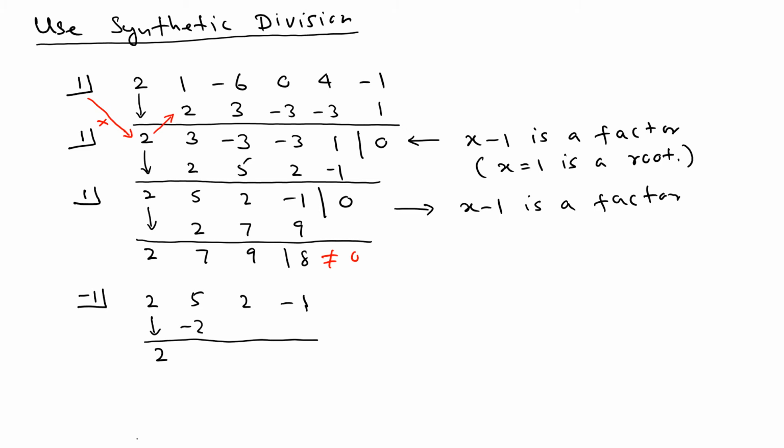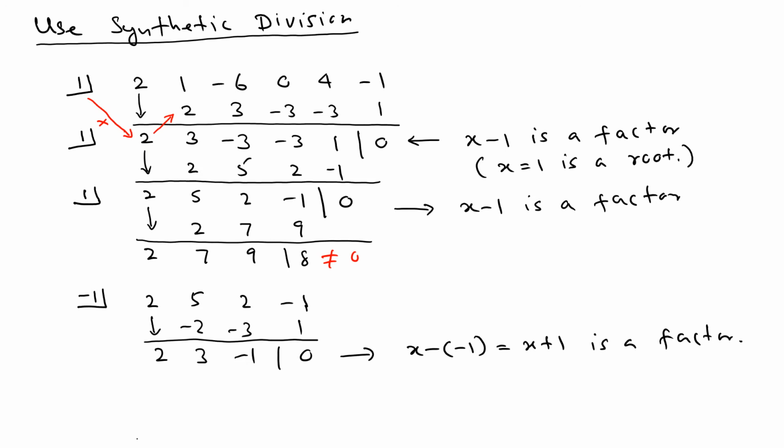When you multiply, you get negative 2, and add, you get 3. And then multiply, you get negative 3, add negative 1. When you multiply, you get 1, you get 0. Good. That means x minus minus 1, in other words x plus 1, is a factor. So we get 3 factors already, and then we know what is the remainder. What is the quotient?